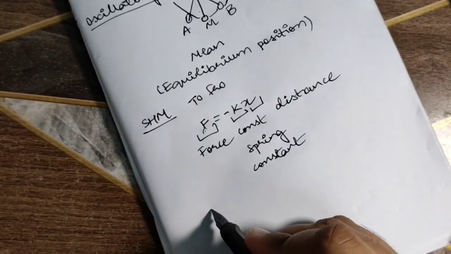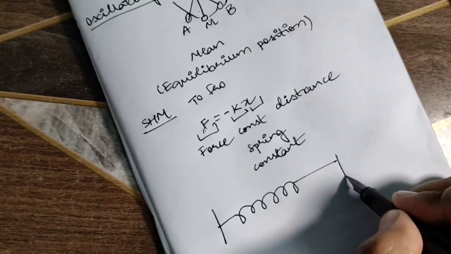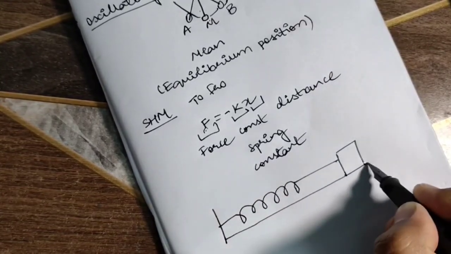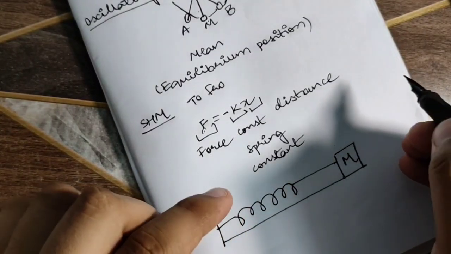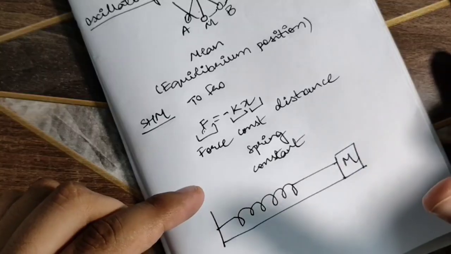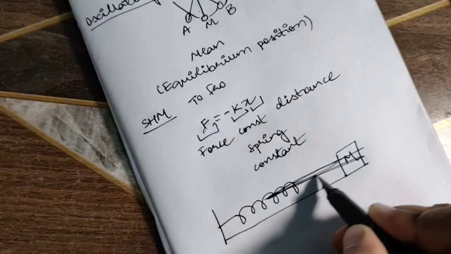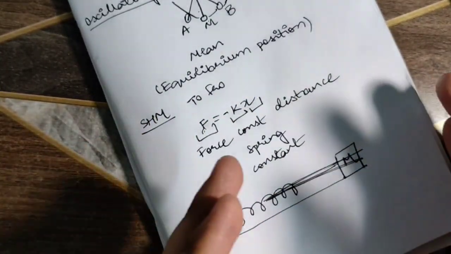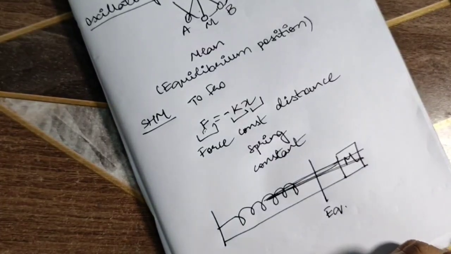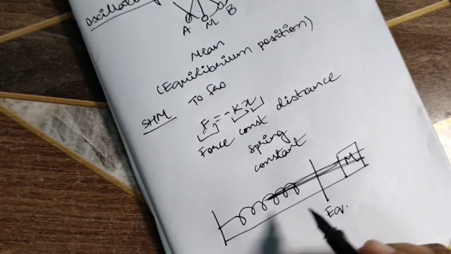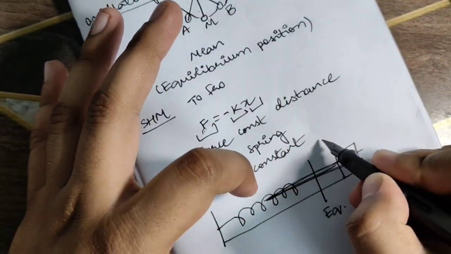I'll give you an example here. Now let us see. You have a spring connected to mass m. When you pull this and leave it, this will continue this kind of motion. It will move here and here and here and here. There is an equilibrium position again. Now what happens is the restoring force, when it moves here, the restoring force acts this way.